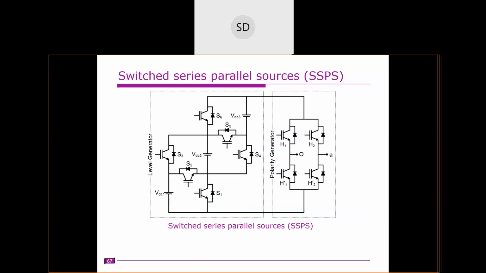So the next one is switched series parallel sources, that is SSPS. This is also based on a separate level and polarity generator structure. Here the polarity generator operation is the same as whatever we discussed earlier, right? That is the same. Here the level generator is different. It is structured something like this. It is energized with VDC1. So we have this VDC2 and we have this VDC3.